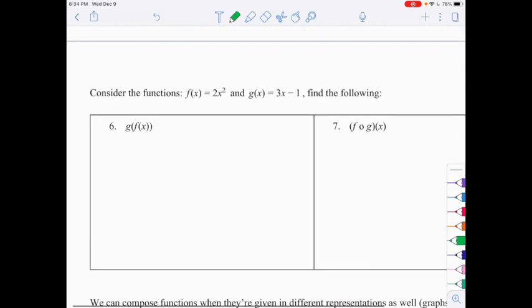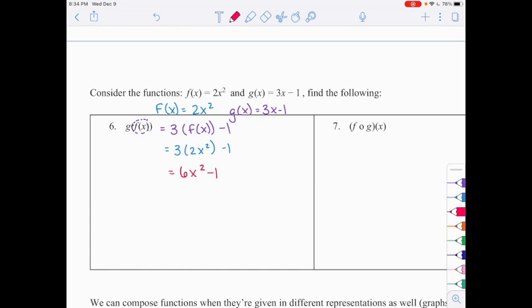I'm going to use two new functions this time. This time, f of x is 2x squared, and g of x is 3x minus 1. And here they're telling me to put f inside of g. So I'm going to have 3 times f of x minus 1. Well, what is f of x? f of x is 2x squared minus 1. That's going to be 6x squared minus 1. Cannot be simplified any further, so g of f of x became 6x squared minus 1.